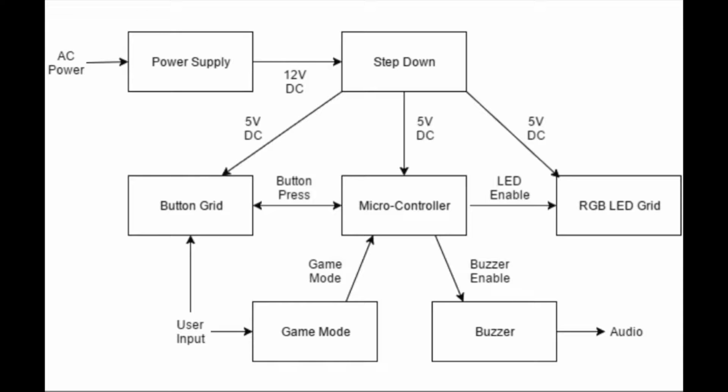Next, we have the microcontroller at the center of our project. It receives power from the step-down block. It also receives button press inputs from the players. Lastly, the microcontroller takes the data received from the button presses, converts it to a set of directions for the RGB LED grid, and then sends those directions to the grid so that it can light up the correct game spaces.